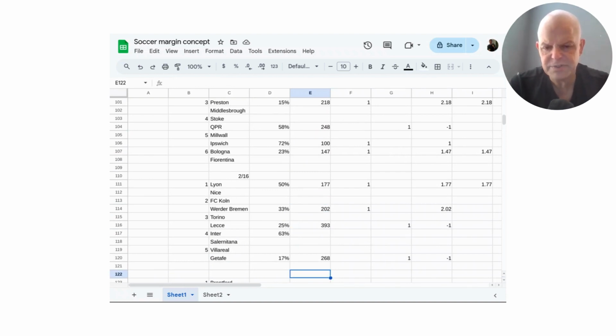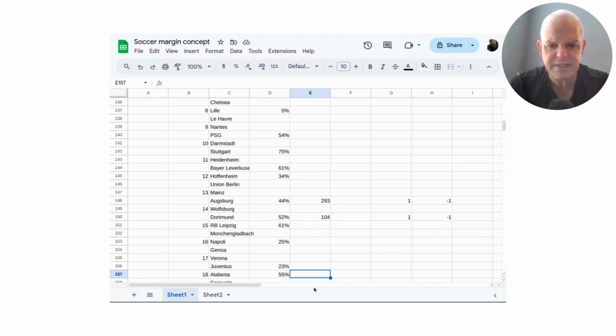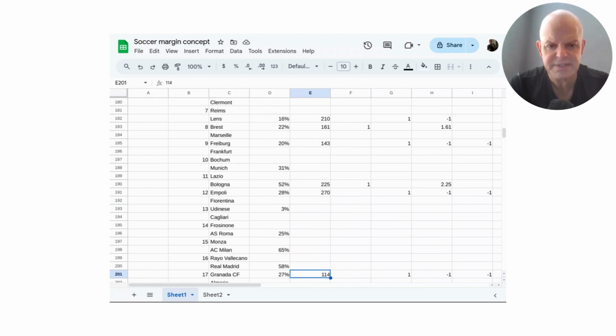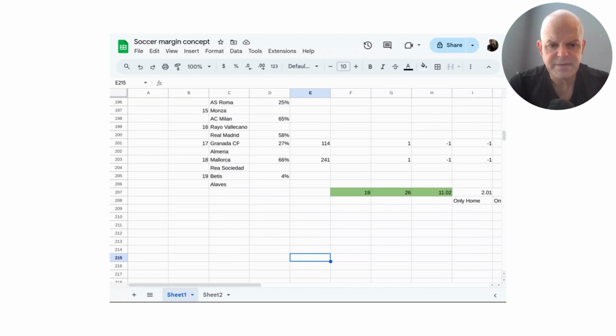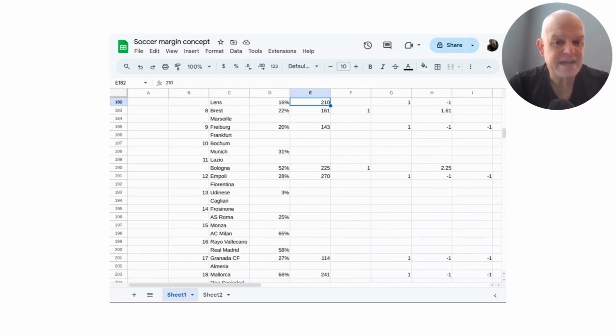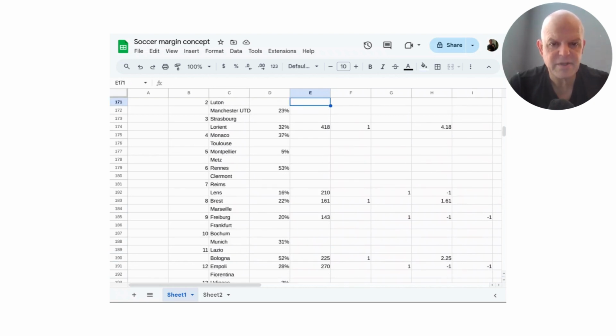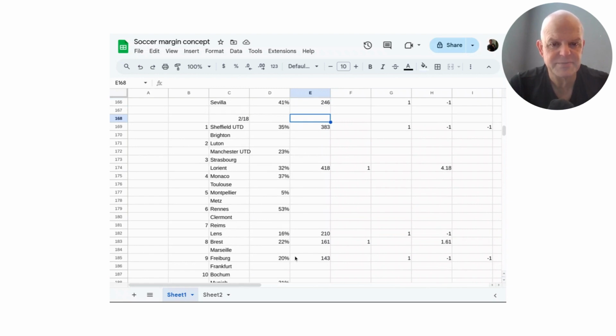And we'll go down here to yesterday, because I think yesterday was a really good example of this. Yep, here we go. So it had a total of 9 plays in the model. It went 3 and 6 and was still up 2 units. Sheffield plus 383, that lost. But boom, check this out. Lorient plus 418, it cashes. And notice Lorient was away.